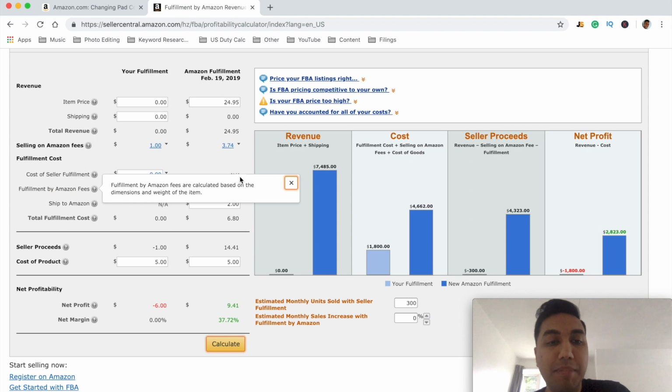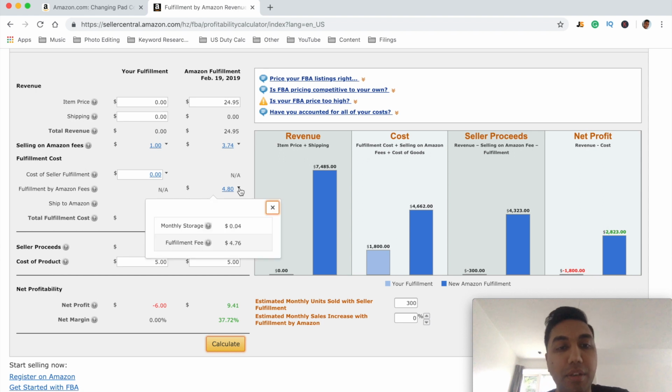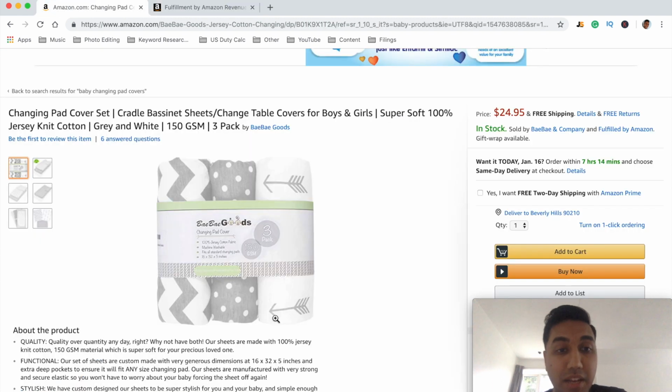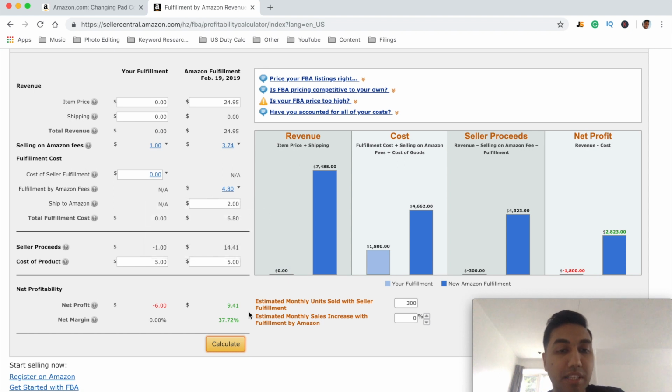Now the fulfillment by Amazon fees, this is based off of the weight and the size of the product. These fees are in relation to Amazon picking the product, packing the product, and storing the product and getting it sent out to the customers. So if we look at this, you can see the monthly storage per unit per month is 4 cents, which is pretty low and very, very good because it's a light and small product, as you can see over here. And the fulfillment fee for them to pick, pack, and deliver the product is $4.76.